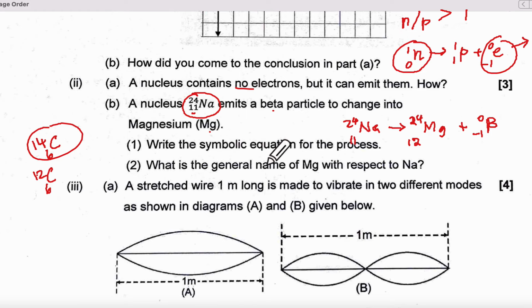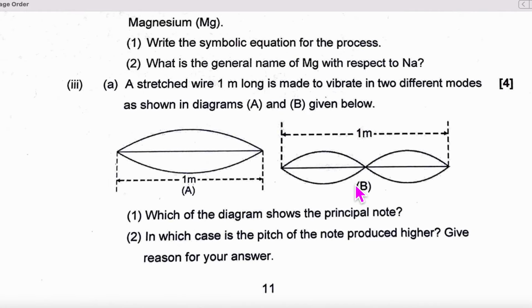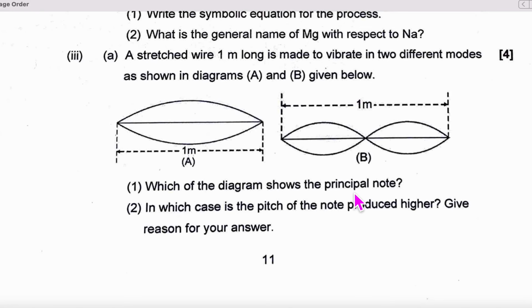Now, what is the general name for this? Both of them have got the same atomic mass. Mass number is the same. So what are they? They are not isotopes, they are isobars. And then we also have isotones. What are isotones?